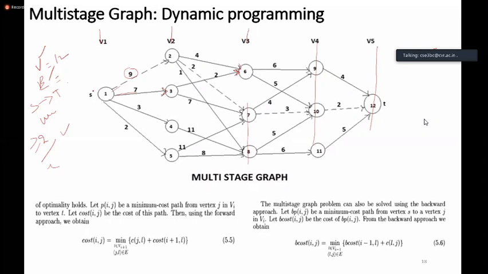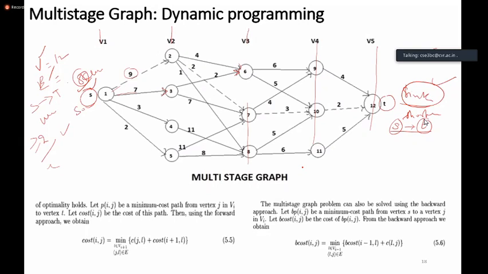Okay, clear? Now this starting point we call the source. The symbol is S. S is nothing but source. And this we call the terminal or target or sink. This we call sink, and this we call source. Now, what is the problem here? The problem is that you have to calculate the distance between S and T, S to T. Not just distance, the shortest distance. You have to calculate the shortest distance between S and T. That is the multi-stage graph problem.